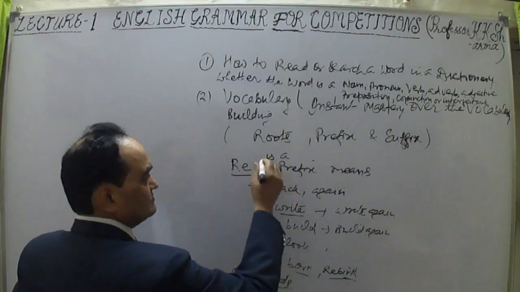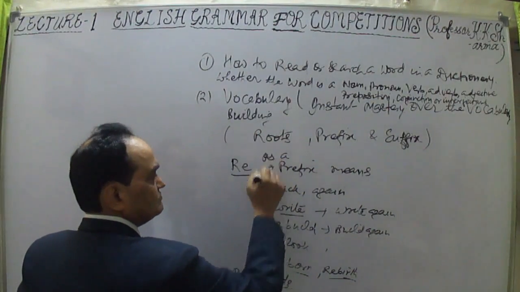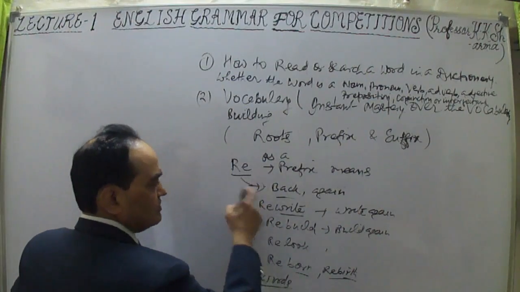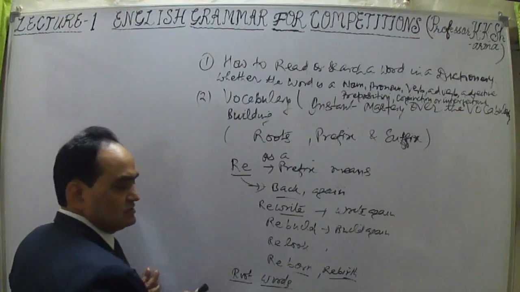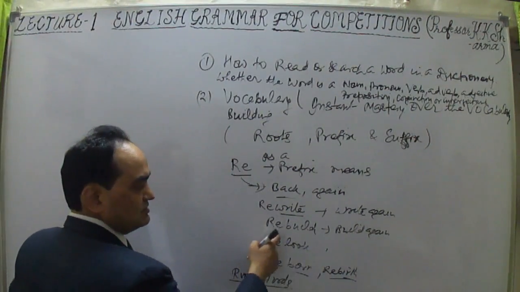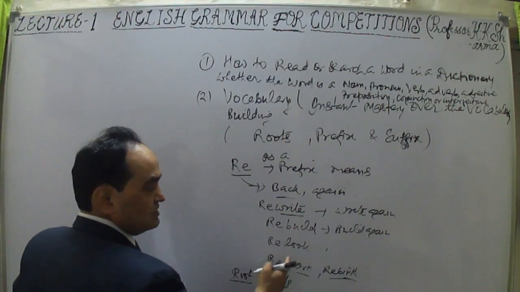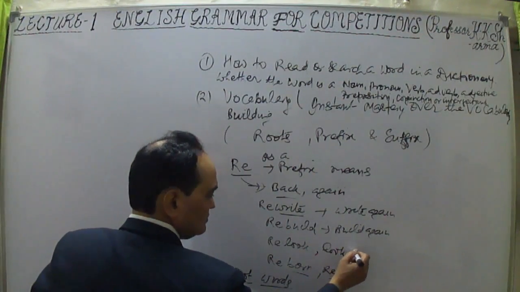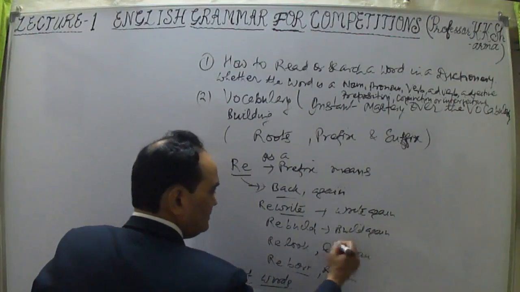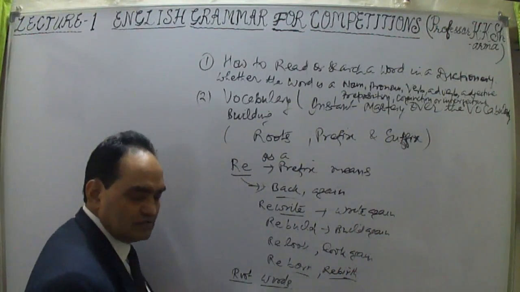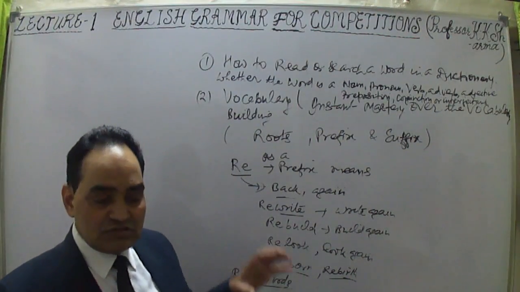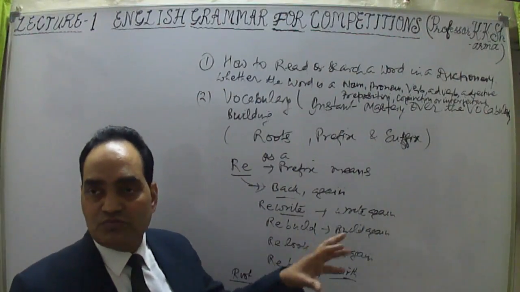Re is a prefix. That means back, again. This is the meaning of re. Re means back, again. Rewrite, write again. Rebuild, build again. Relook, look again. This is how the meaning is obvious. Clearly, you can find out the meaning of that word immediately. This is known as instant mastery over vocabulary.